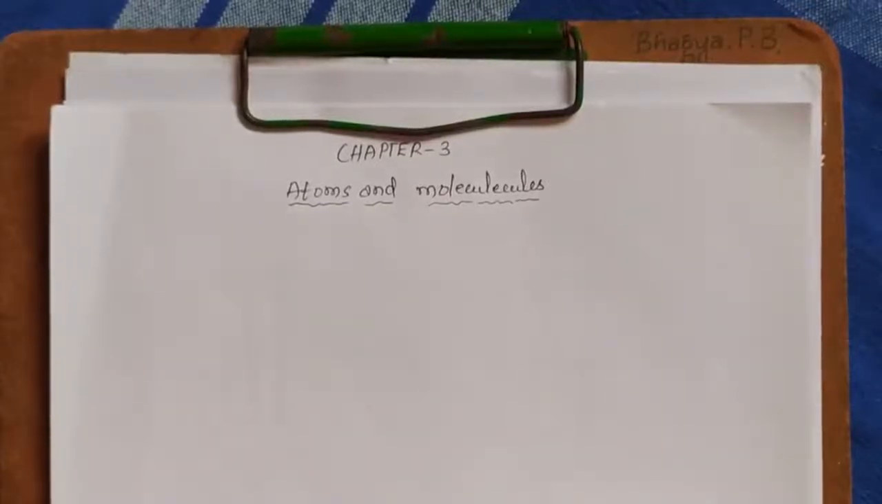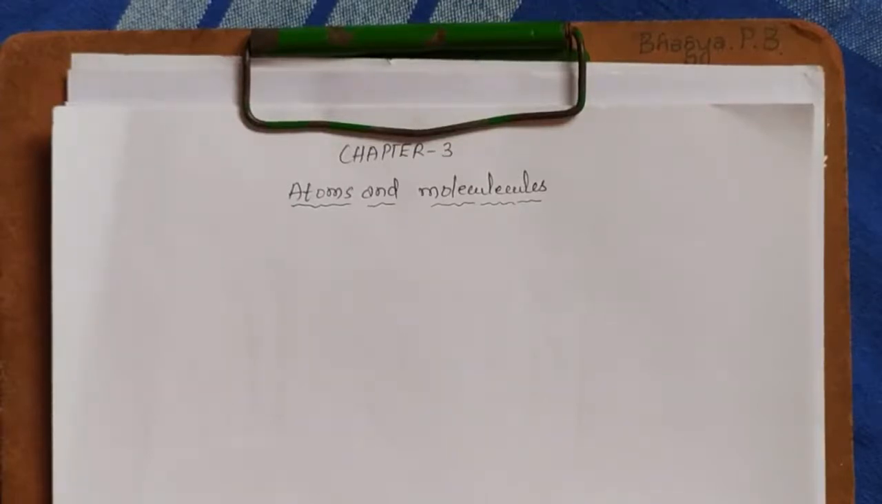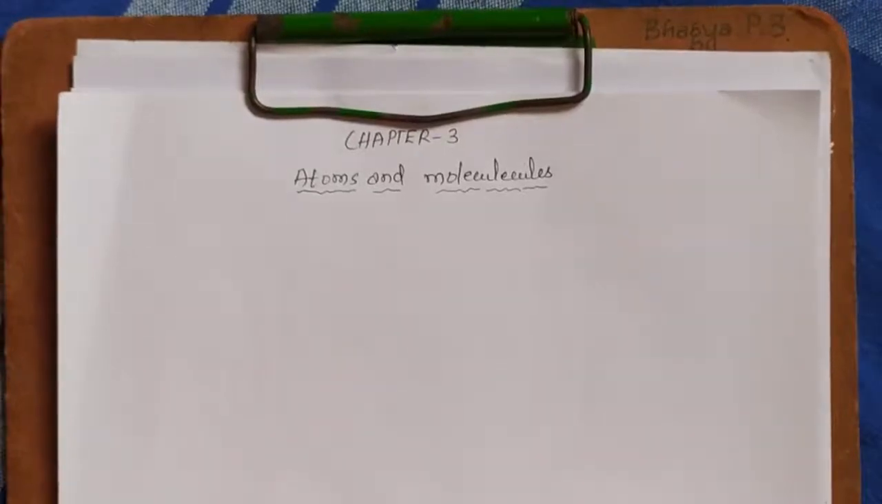Hello children. In previous class we had learnt how to write the chemical formula of chemical compounds. In today's class we will learn what molecular mass and formula unit mass are, and also how to calculate the formula mass and formula unit mass of a compound. Okay, first we will see molecular mass.